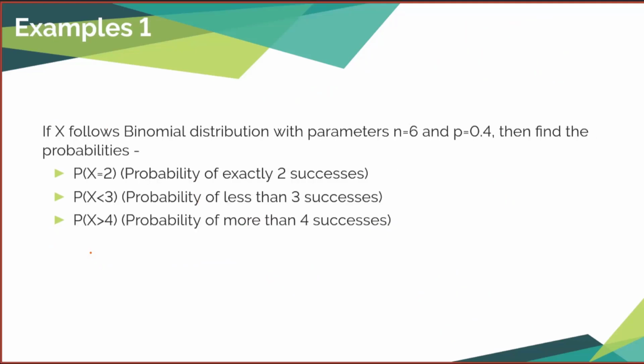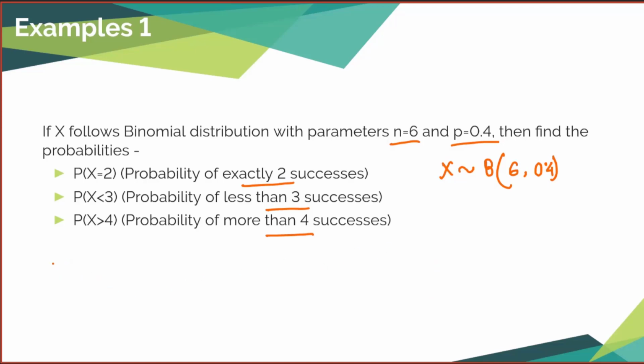Now let's try some examples. The first example of binomial distribution is very straightforward. We are given the parameters n equal to 6 and p equal to 0.4, right? And we are to find out three different probabilities. One is probability of exactly 2 successes, one is probability of less than 3 successes, one is probability of more than 4 successes, right? So let's start. So here the distribution is x follows binomial (6, 0.4). This is the distribution, right?